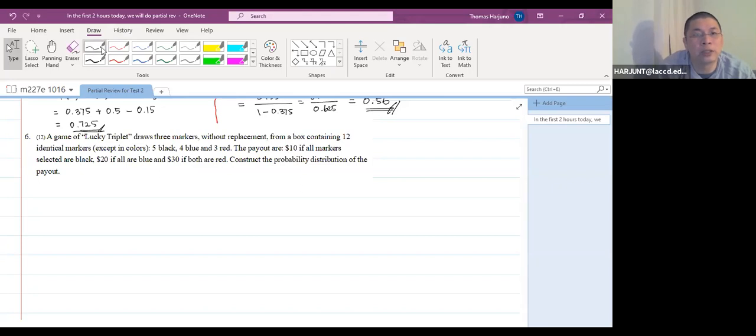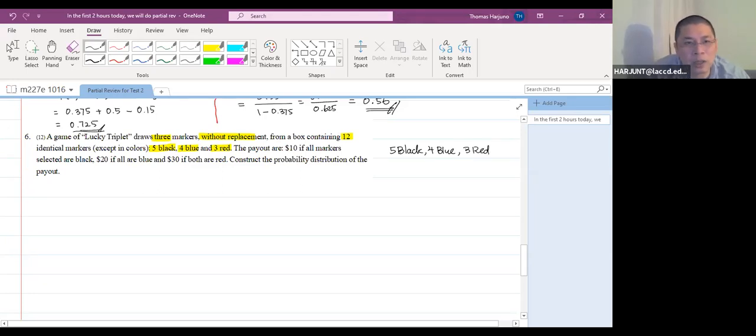Okay, let's do number 6. A game of lucky triplet draws 3 markers without replacement. So again, we have 3 markers without replacement, from a box containing 12 identical markers. We have 5 black, 4 blue, 3 red.